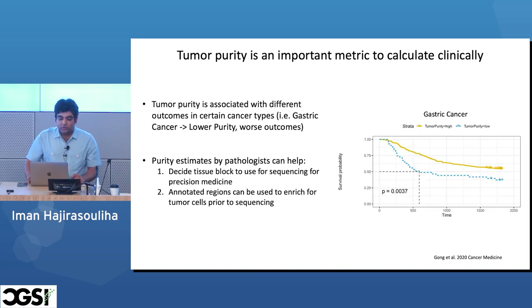But as I said, tumor purity is important clinically, because there are examples now that show, for example, low tumor purity is associated with worse outcome in certain cancer types. And it's also important if you want to decide on tissue blocks that you want to sequence, it's good to find the most tumor, most pure part. You don't really want to sequence a lot of normal cells.